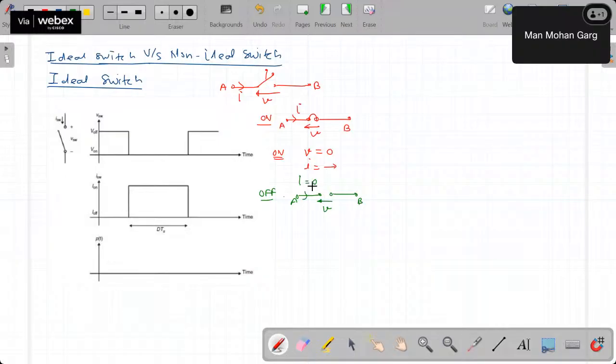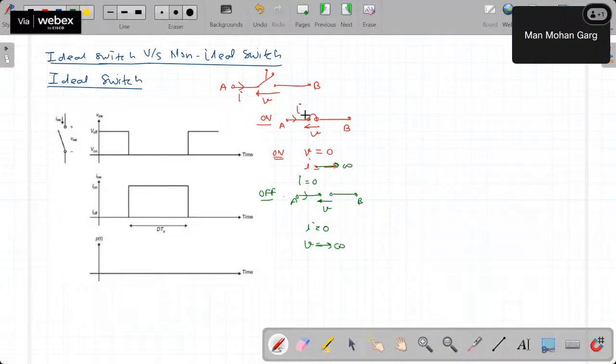But what we do expect is that whatever voltage we apply across this device, 10 volt, 20 volt, 200 volt, 2000 volt, 20 kilovolt, 2 megavolt, it should not conduct, right? We consider that this V can be infinite.